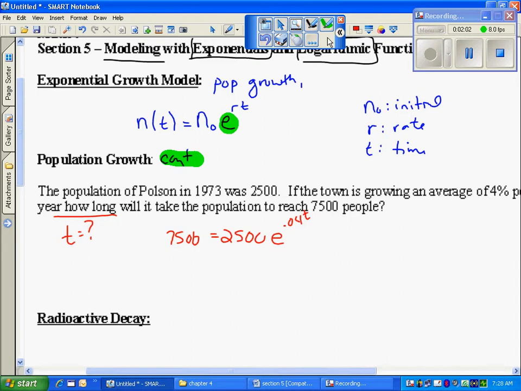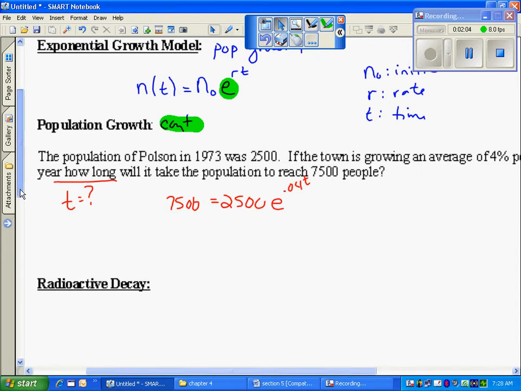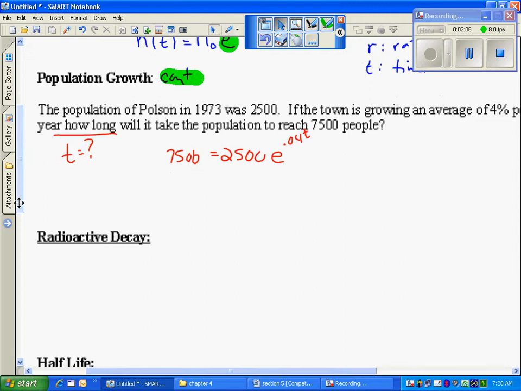So hopefully you'll see that this is similar to section 4.4, because now I have a variable in the exponent position. In order to solve for that, I have to start isolating it. So I'm going to divide by the 2,500. 7,500 over 2,500 is 3 equals e to the rate times time. In order to bring that exponent down, I need to use property 3, and I'm going to use it on a natural log instead of a common log.